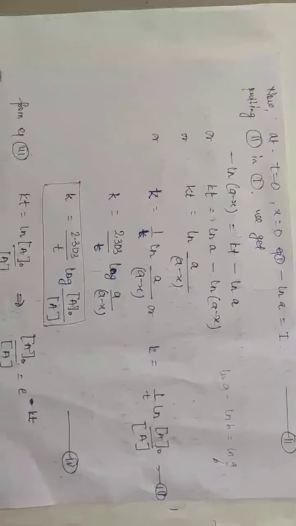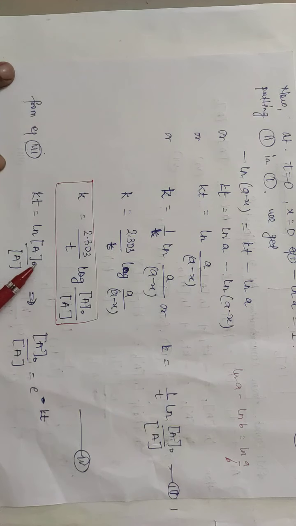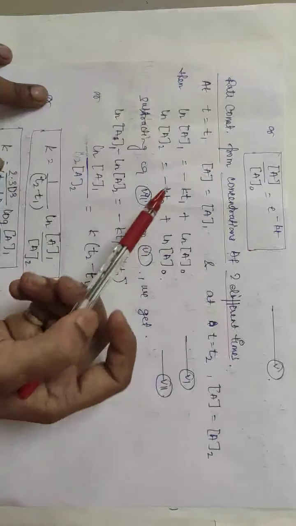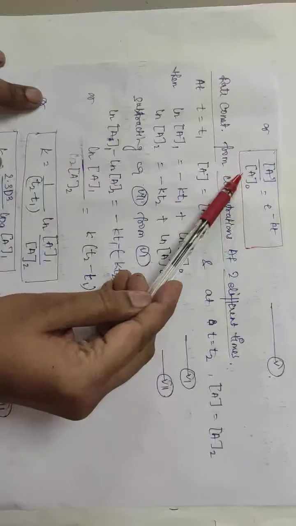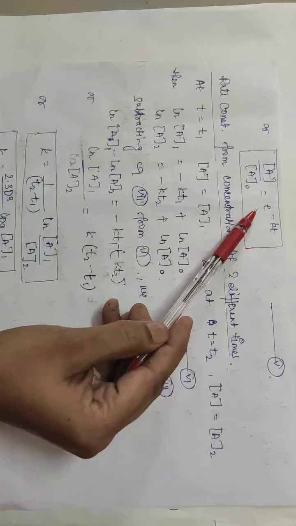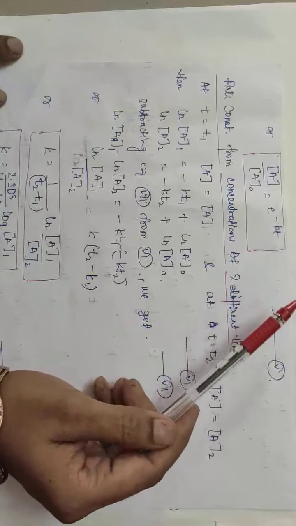Now taking this equation, we can write kt is equal to ln of initial concentration upon concentration at time t. Or this can be written in the exponential form, that is a naught upon a is equal to e to the power kt. Rearranging this, just reversing the order, a upon a naught equal to e to the power minus kt. This is the exponential form of the equation.